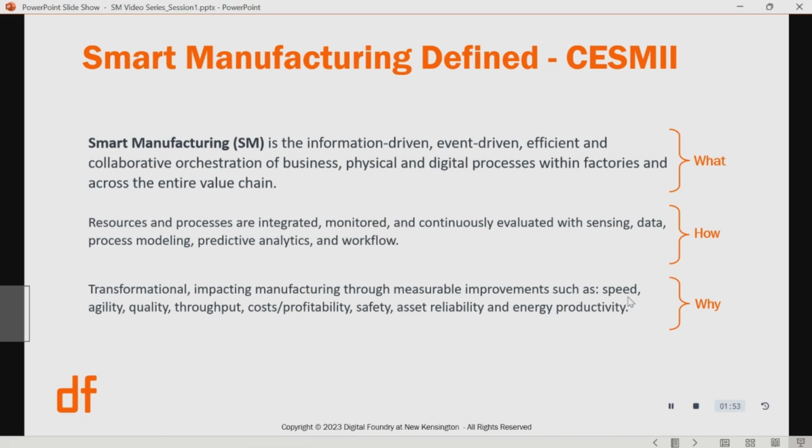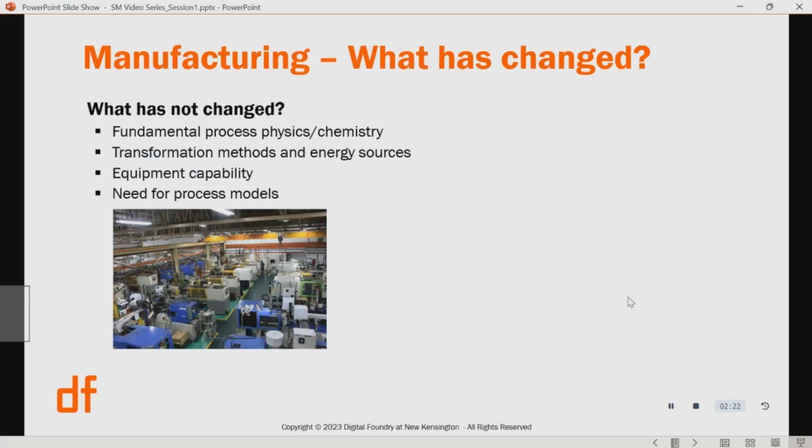And why do smart manufacturing? Well, at the end of the day, if it's done correctly, it can be very transformational. It can impact manufacturing through everything from your speed and production efficiencies to agility, quality, throughput, and time to market, cost, and understanding true costs in your operations, safety, utilization of your assets and their reliability and maintenance, and understanding and managing your energy consumption.